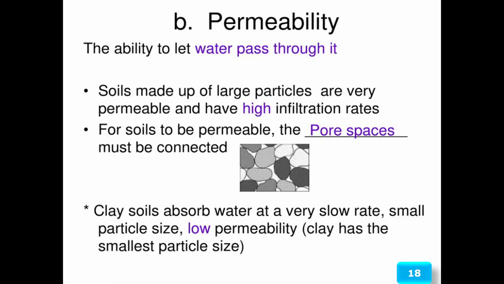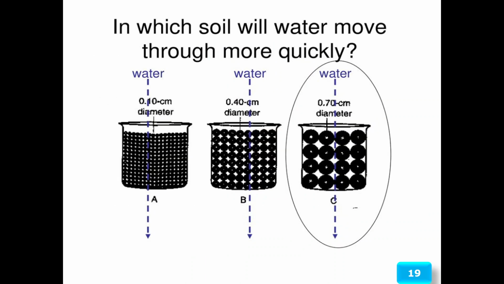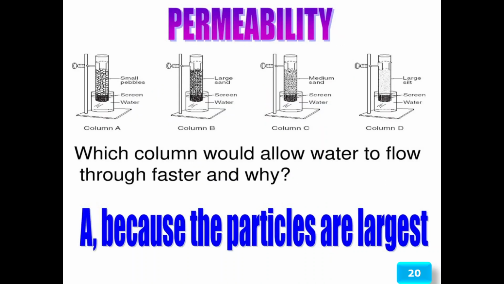Whereas permeability is the ability to let water pass through. Soil made up of large particles is very permeable and has high infiltration rates. For soil to be permeable, the pore spaces must be connected. Clay soils absorb water at a very slow rate: small particle size, low permeability. Clay has the smallest particle sizes. In which soil will water move through more quickly? See 0.10 centimeter diameter, 0.40 centimeter diameter, and 0.70. All are in the same space, but compared to the others the 0.70 centimeter diameter is much more permeable.